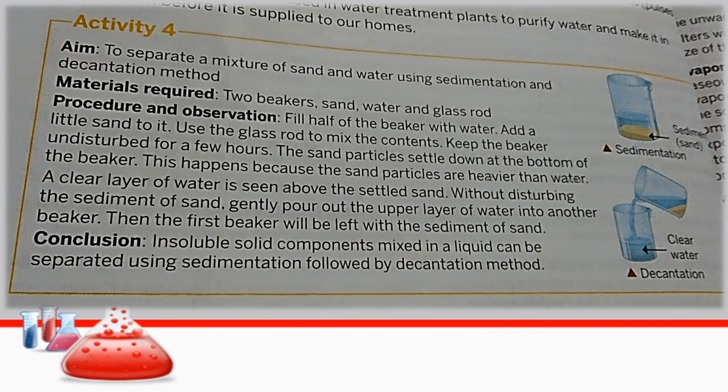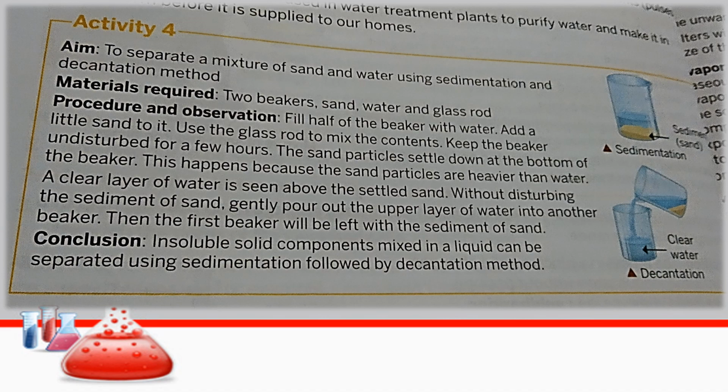Let us now perform an activity to separate the mixture of sand and water using the sedimentation and decantation methods. For this experiment, we require 2 beakers, sand, water, and a glass rod. So now we'll fill the beaker with water and put some sand into it. Okay, and then we'll use a glass rod to mix the contents and stir it properly.